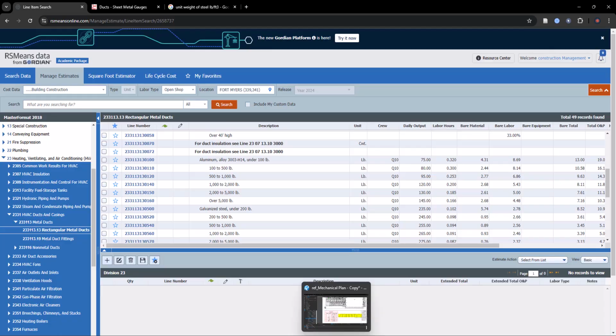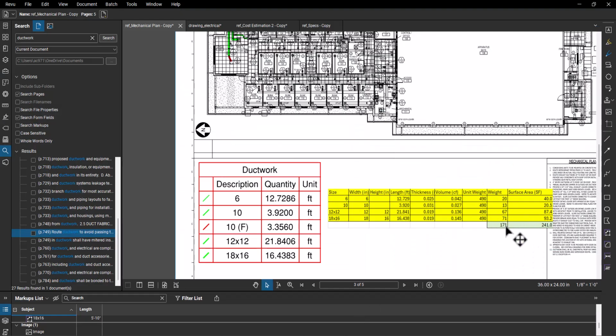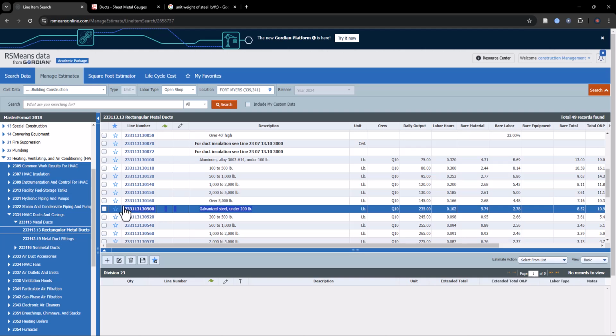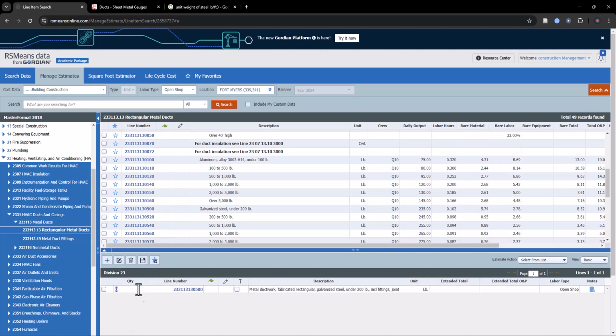Because the metal duct has a weight of 171 pounds, what we're gonna do is pick this one under 200 pounds. Okay, and we have that one is 171 pounds.